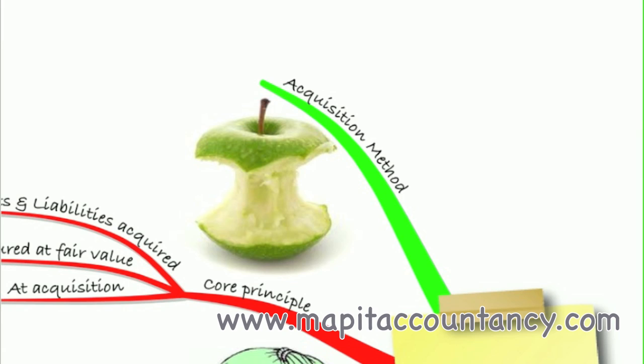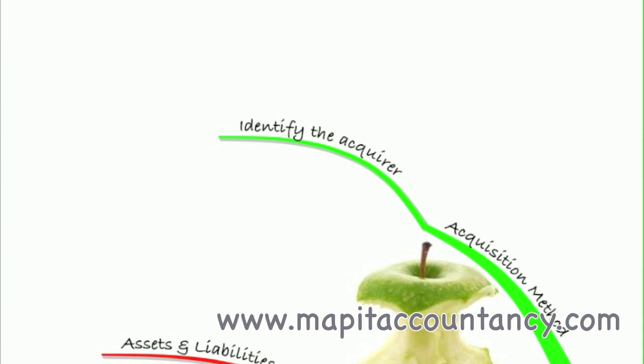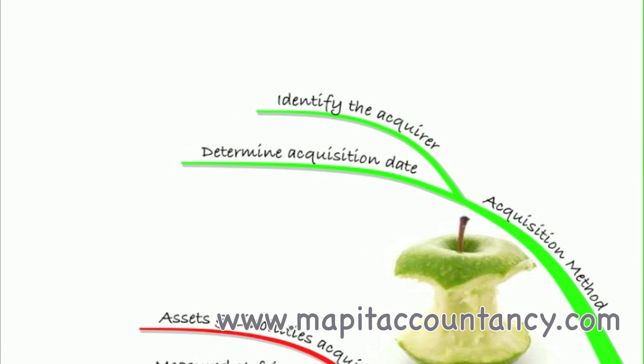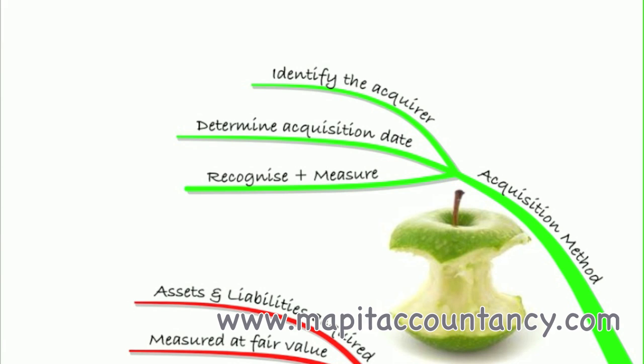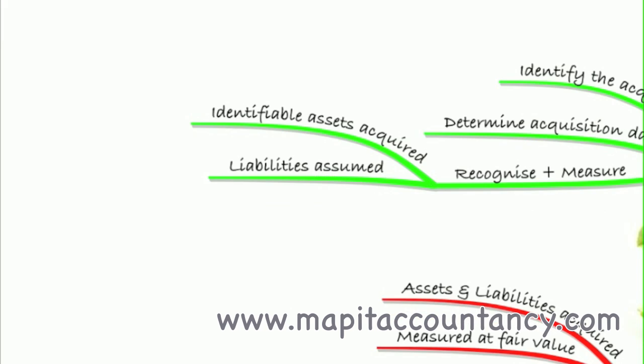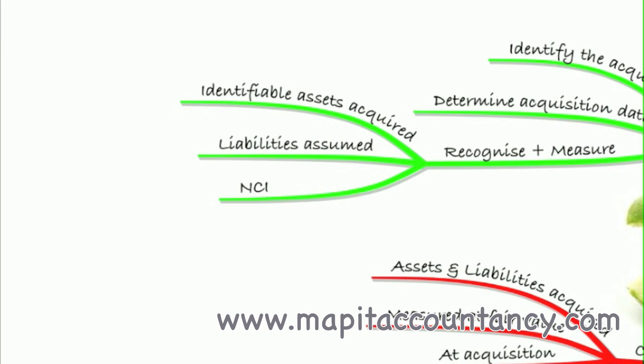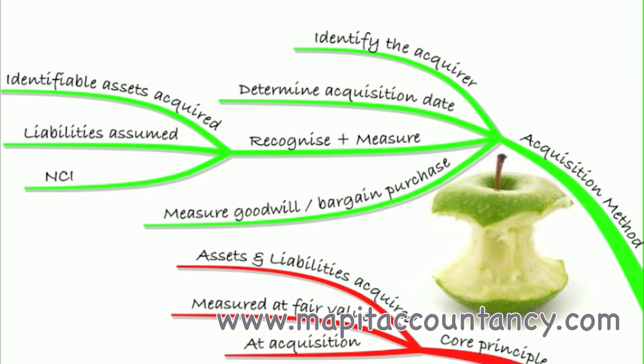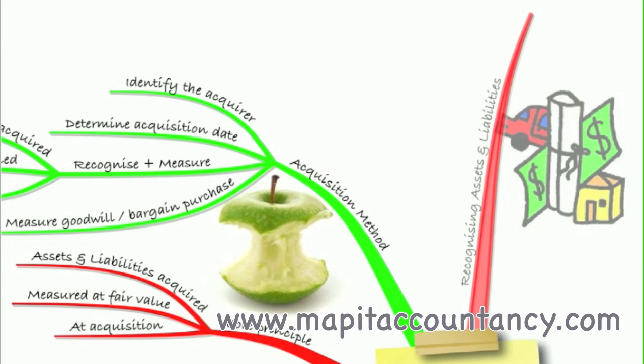It sets out the acquisition method, which is the method that we use for our consolidation, our 5 workings. So we have to identify the acquirer, determine the acquisition date, recognise and measure the identifiable assets acquired, the liabilities assumed, and the non-controlling interest, and we need to measure goodwill or a bargain purchase. So that's the acquisition method. That's the method we actually use for our consolidation.